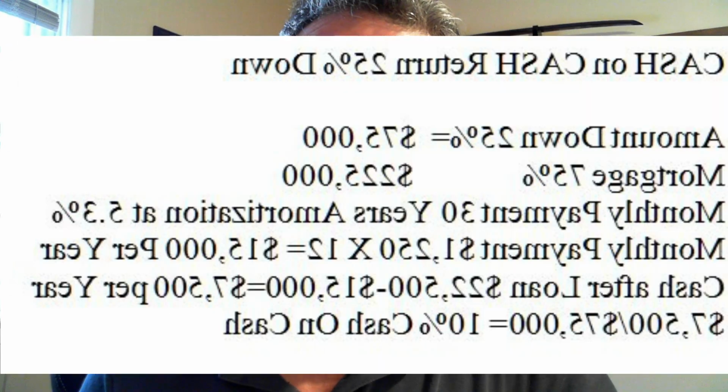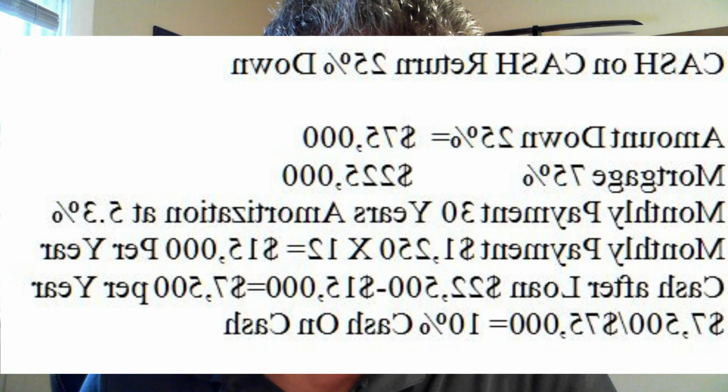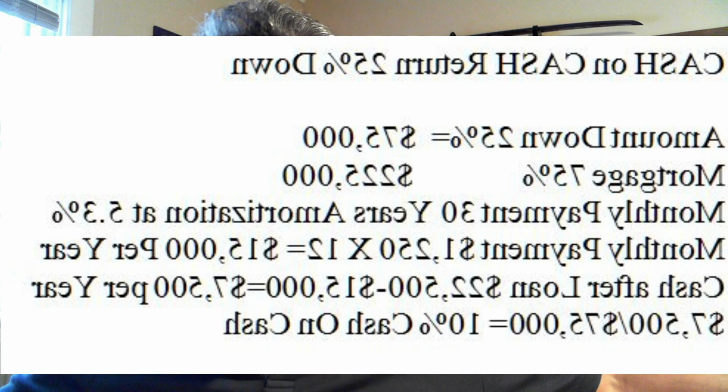So for this one, we're going to put down 25% of $300,000. That's $75,000 down. We're going to borrow $225,000. The monthly mortgage is going to be amortized. So amortized is the term. How long is the loan going to be?